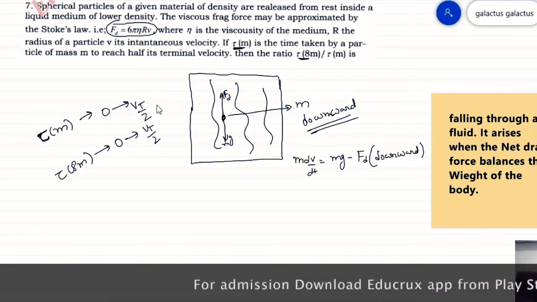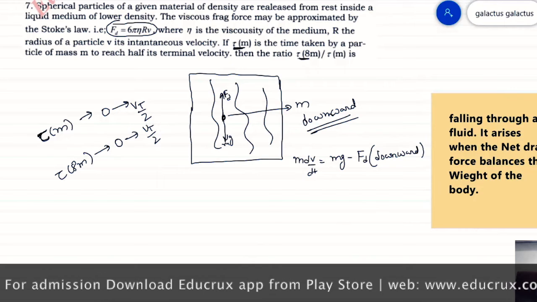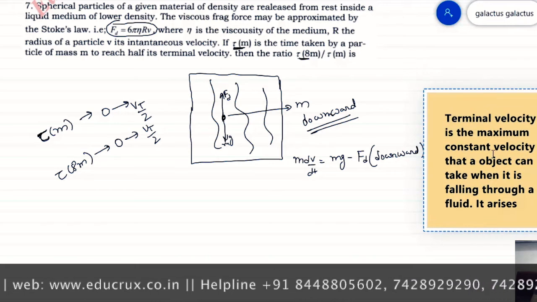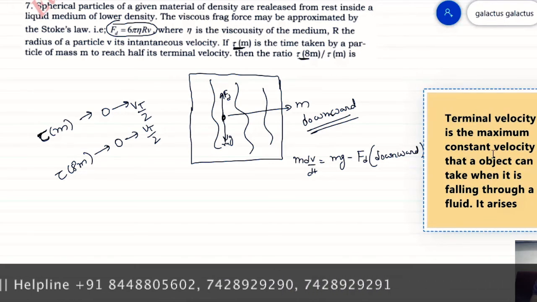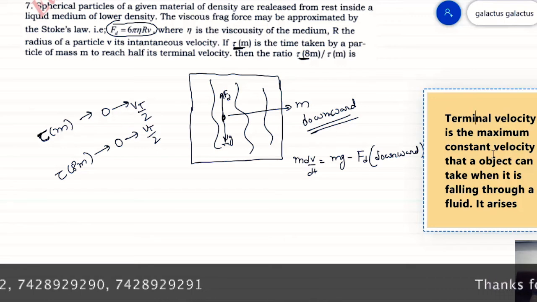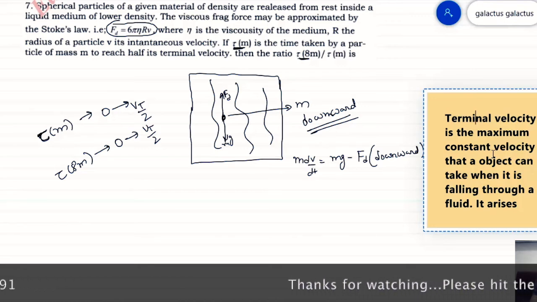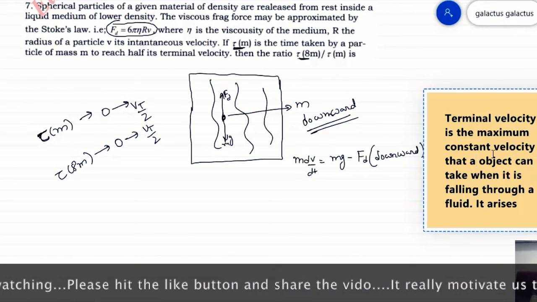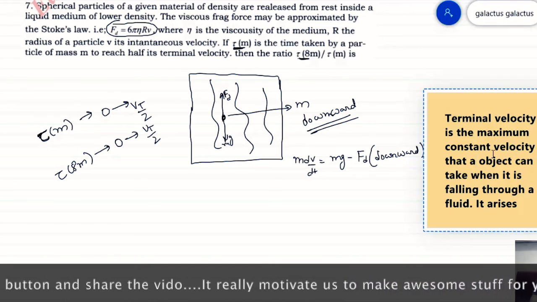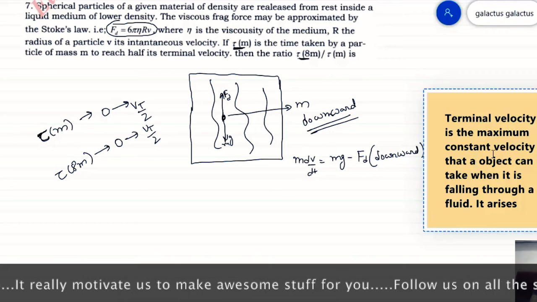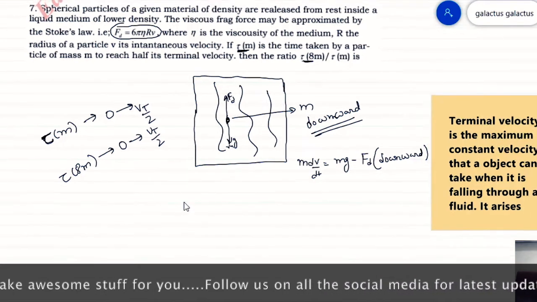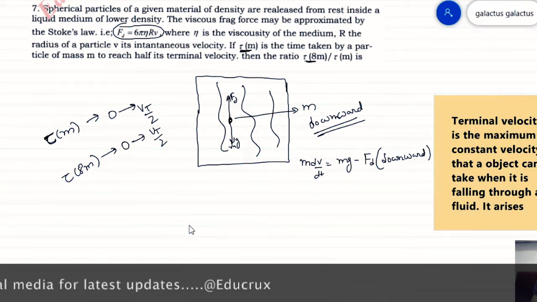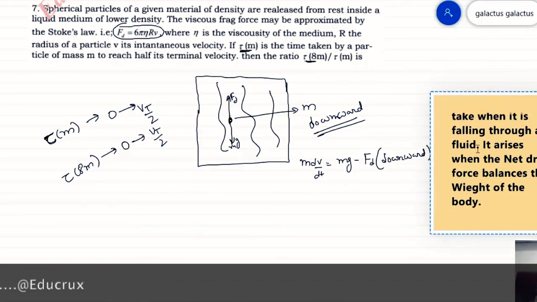But now we have to understand what terminal velocity is. So to understand terminal velocity, look on your right. The definition given is that terminal velocity is the maximum constant velocity that an object can take when it is falling through a fluid. The special thing about this velocity is that it is constant in time. So if anything is constant in time, then the type of motion is uniform and the acceleration for this kind of motion is zero.